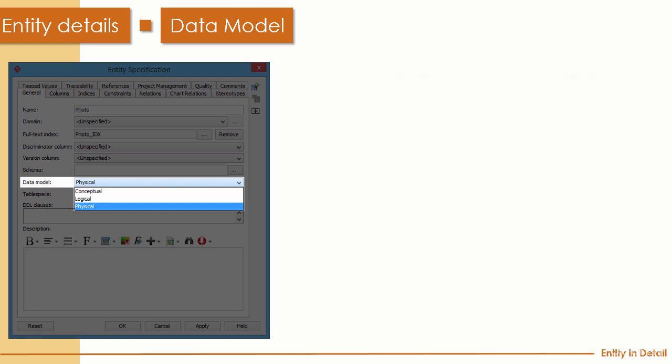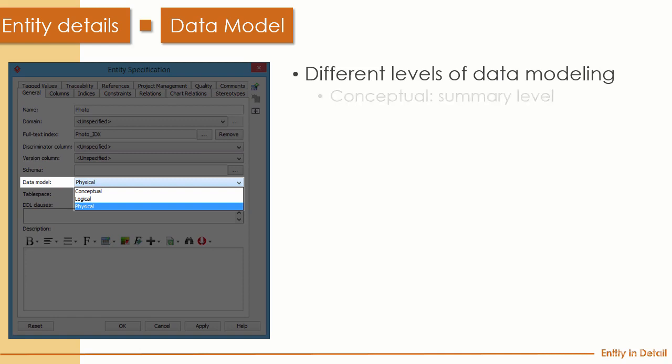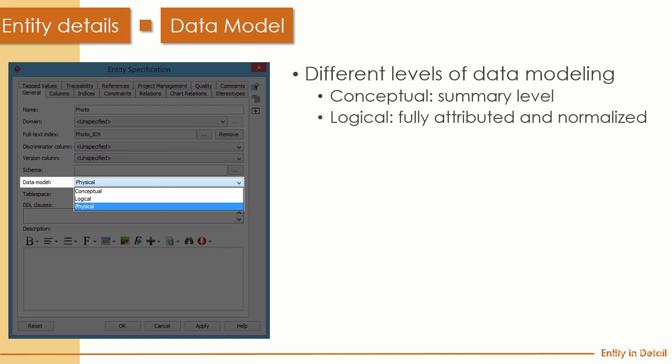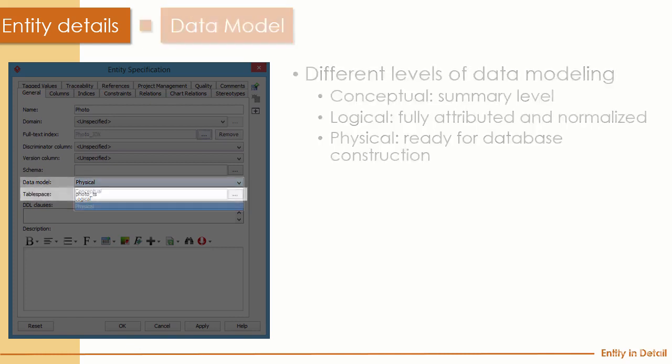The data model, we talk about a conceptual model, logical model, and physical model. In one diagram, you can specify it as logical or conceptual. If you want, you can specify different entities in the same diagram for different logical models. You can specify it as conceptual, which is summary level. A logical model is fully attributed and normalized. And the physical is ready to generate the database.